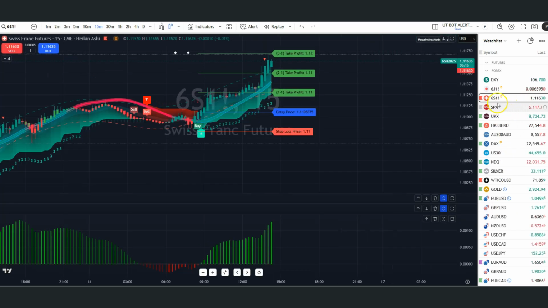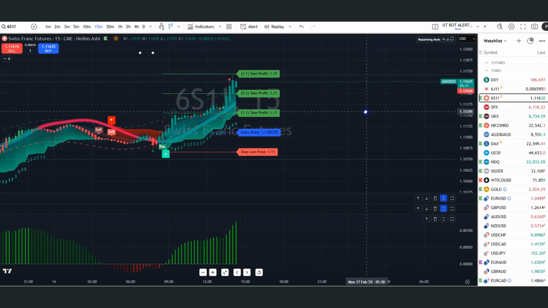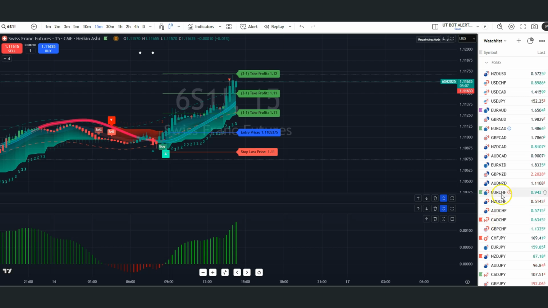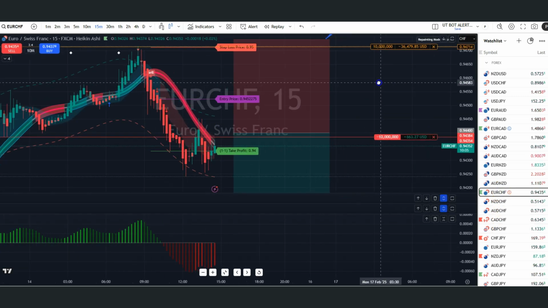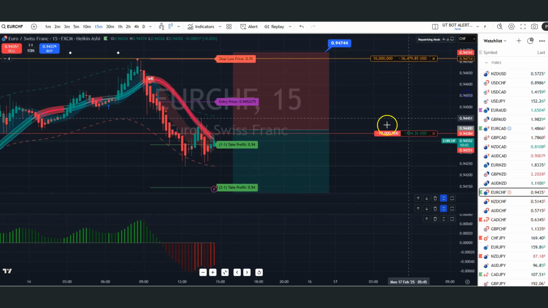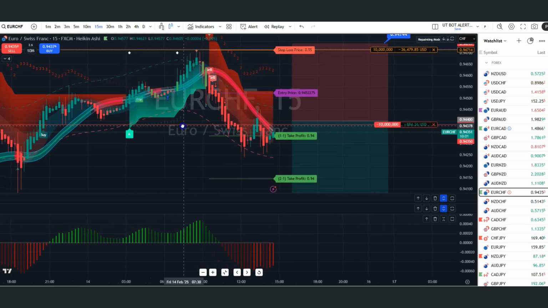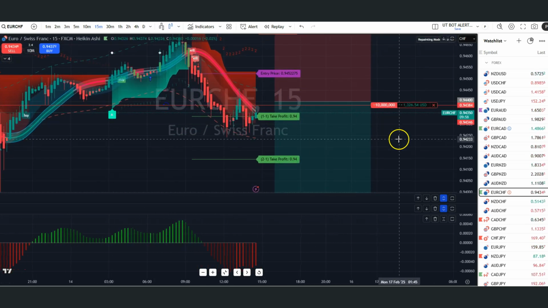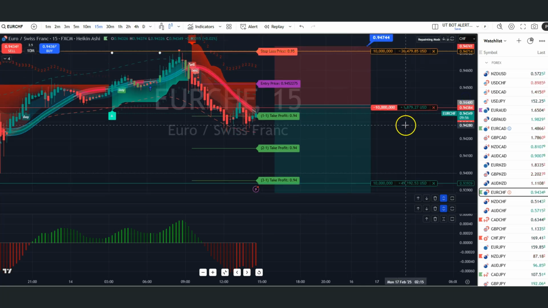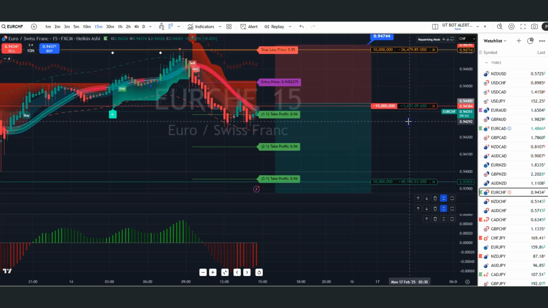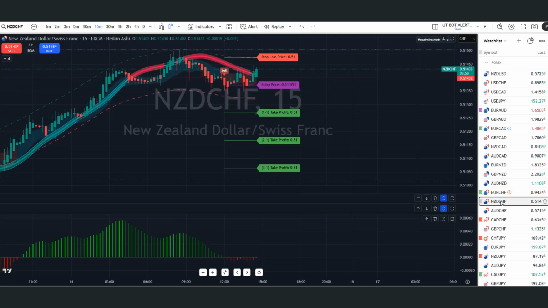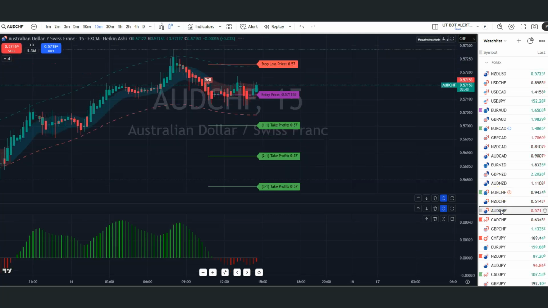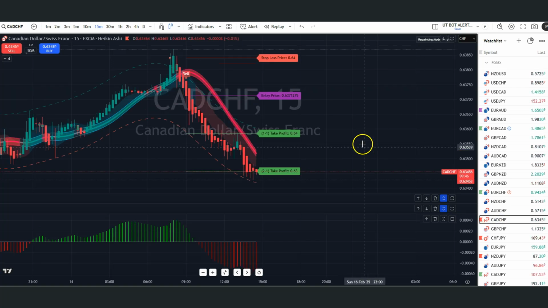So Swiss franc futures is long. With the Swiss franc futures going long, we do expect the Swiss pairs to be going down. Not by much, but it's going down. So we do expect this price to continue down if the Swiss franc futures continues up. That's the way it goes. That's the correlation. New Zealand Swiss, Aussie Swiss, Canadian Swiss. There you go.